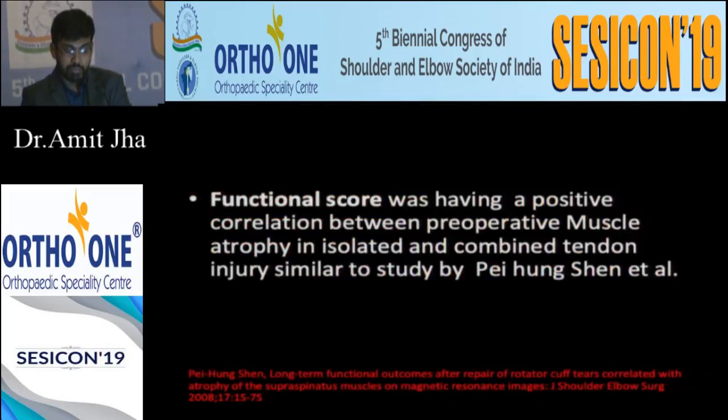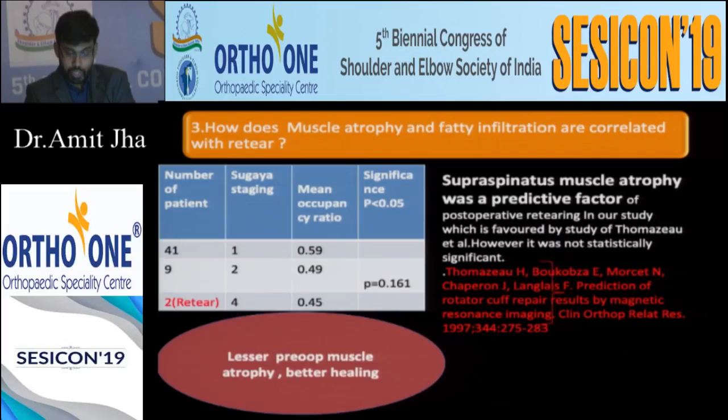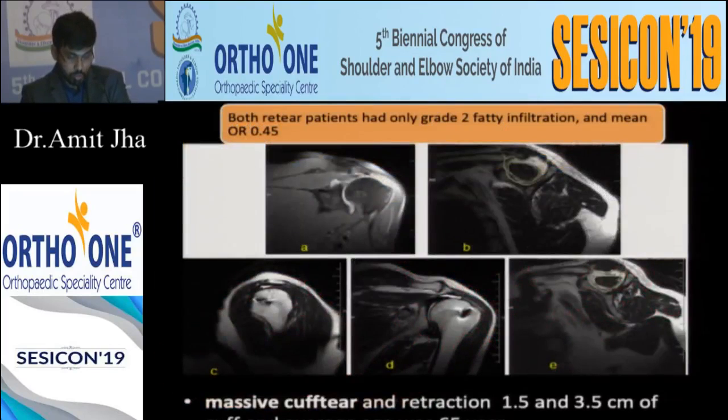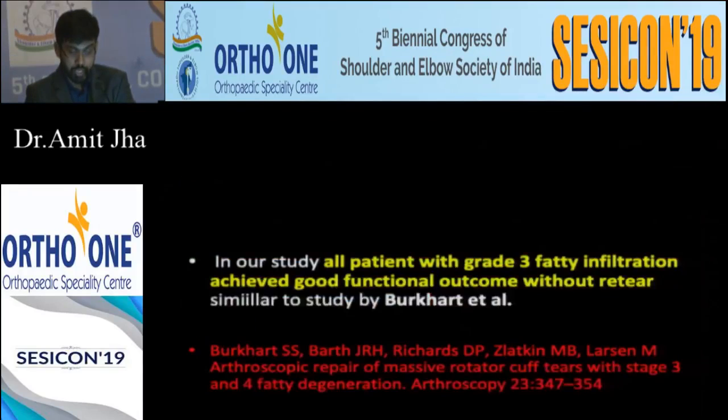The functional score had a positive correlation with pre-op muscle atrophy, and that was similar to the study by Sen et al. Out of 52 patients, we had 2 patients with asymptomatic type 4 tear, and supraspinatus muscle atrophy was greater in those cases. So atrophy was a predictive factor of post-operative re-tearing in our study, which is favored by Thomazeau et al. Both patients with re-tear had 5% grade 3 fatty infiltration; although they had a lesser occupancy ratio, they had a good functional outcome.